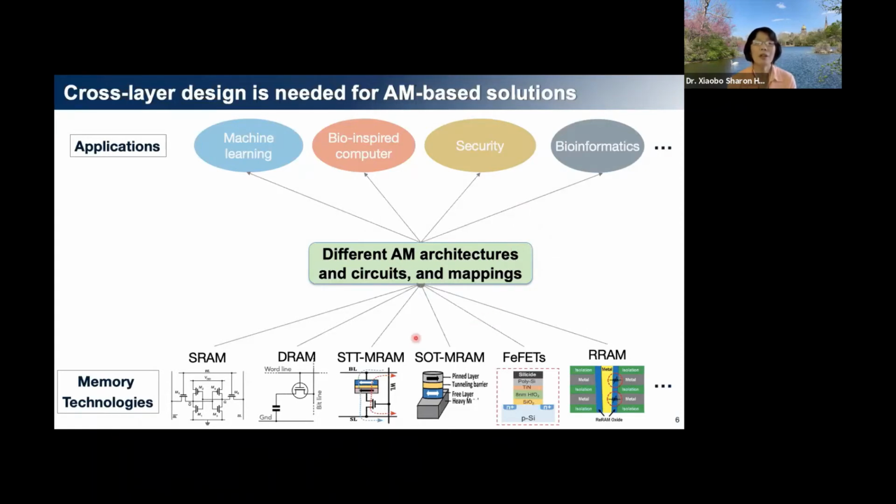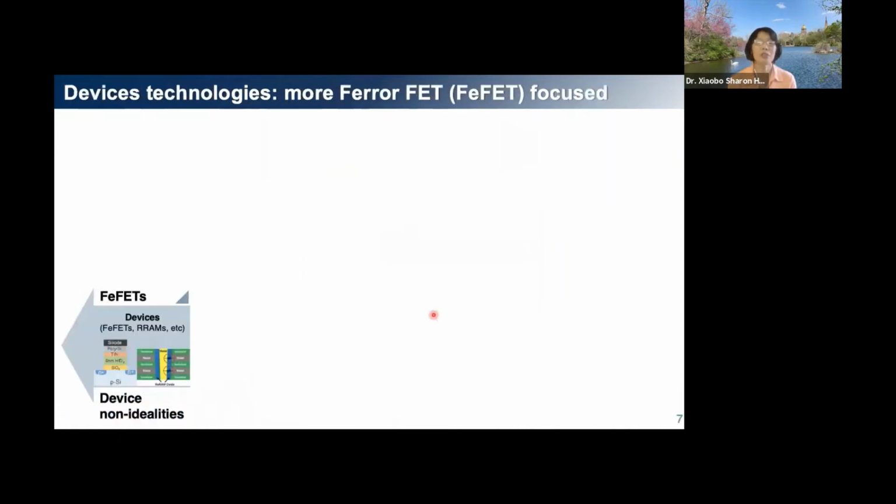Given all these exciting developments, the design space for AM is very large. So we really need a cross-layer approach to get the best out of these solutions. For the rest of the talk, I'll use a specific device called FeFET, and I'll show you a number of examples of how we can adopt this cross-layer design for this in-memory computing concept.